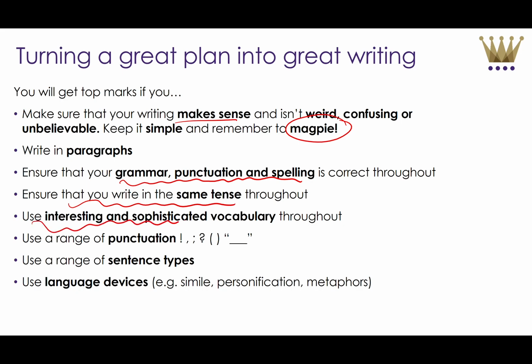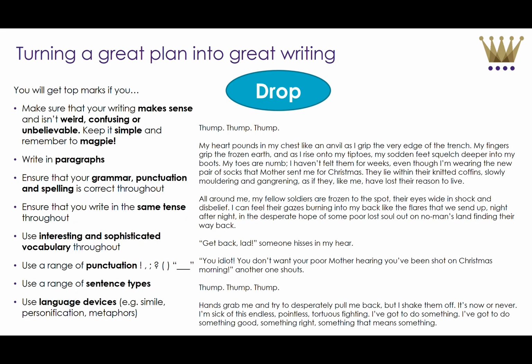I need to use interesting and sophisticated vocabulary throughout. A range of punctuation, so exclamation marks, semicolons, question marks, speech. A range of sentence types, so we can have some really short sentences, one-word sentences, and then more complex sentences. And lots and lots of language devices: simile, personification, metaphors, repetition, lots of other techniques that you can use. And if you do all of those in your writing, it doesn't matter where you do them, you will get lots of marks. So let's have a look then about how I turned my plan into great writing.